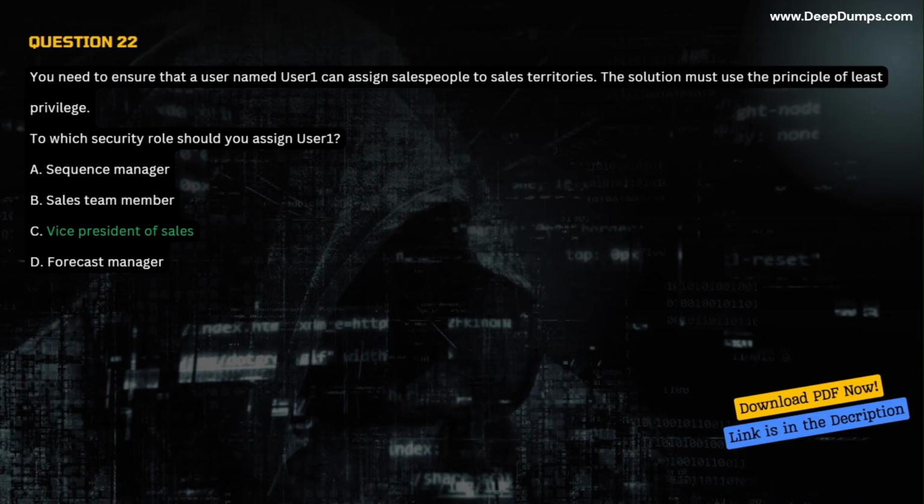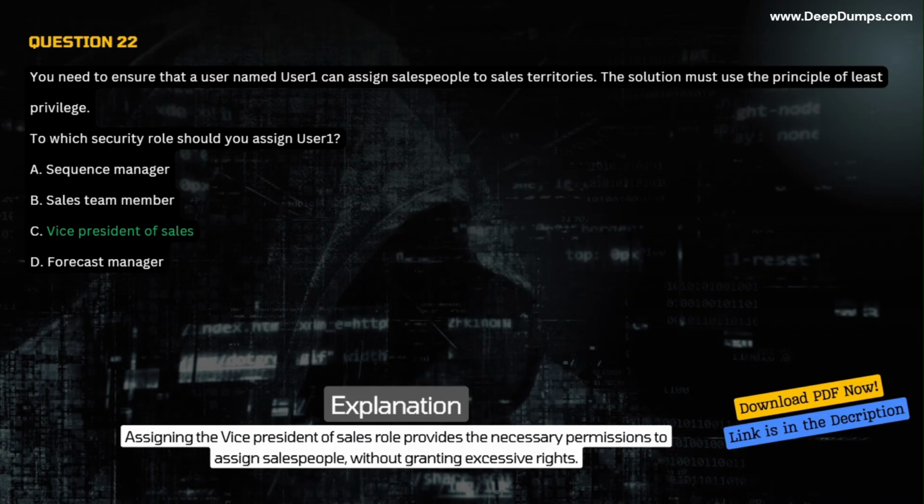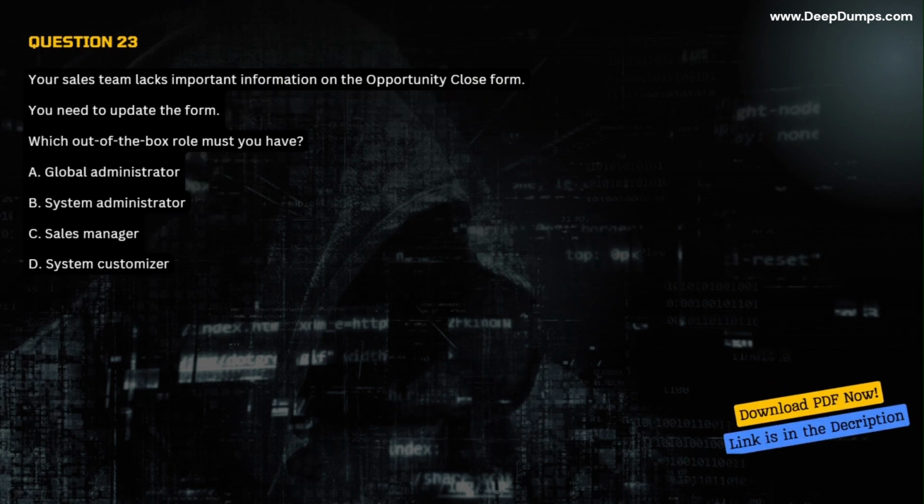Vice President of Sales. Explanation: assigning the Vice President of Sales role provides the necessary permissions to assign salespeople, without granting excessive rights.